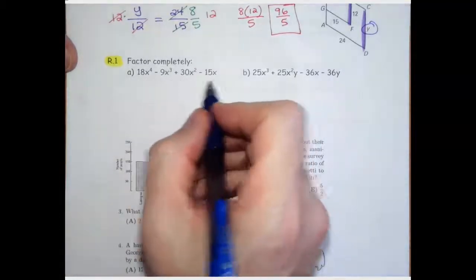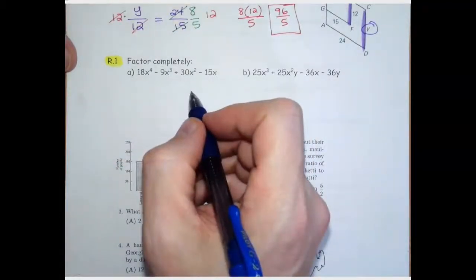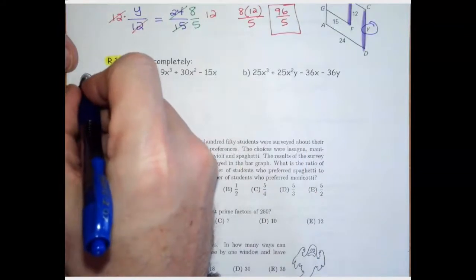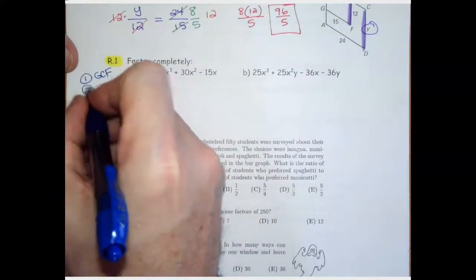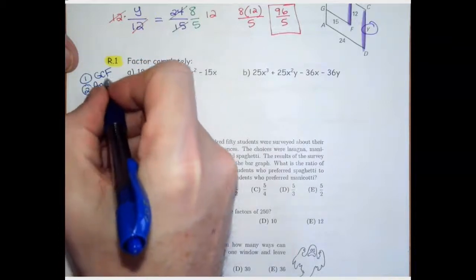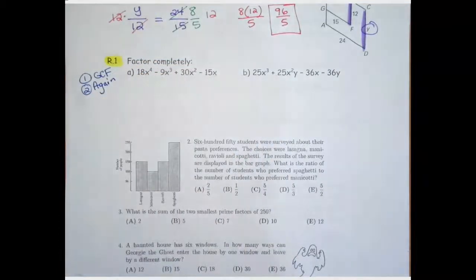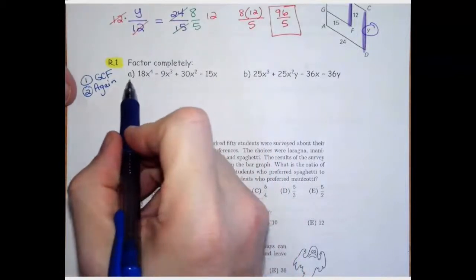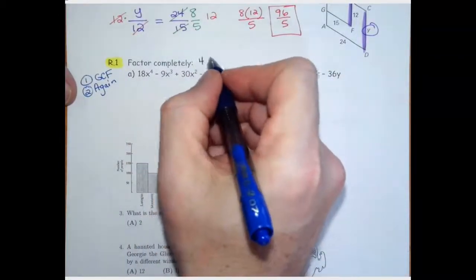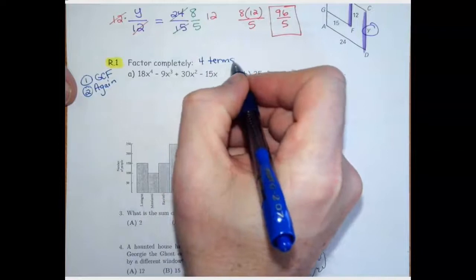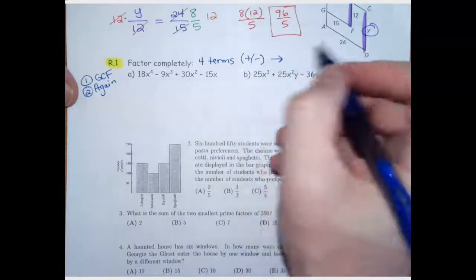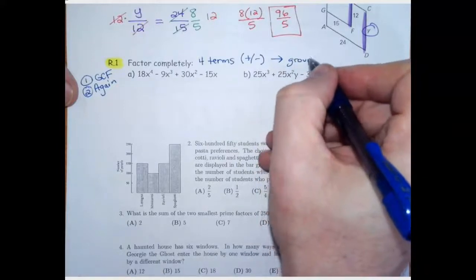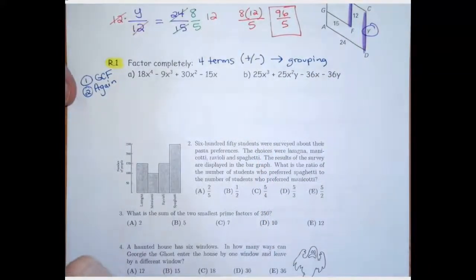Okay, so when we factor, there's two things we want to ask. Number one, is there a GCF, a greatest common factor? And number two, can we factor again? So those are the two things we want to keep in mind when we factor. Now, if there are four terms separated by pluses and minuses, then normally that's going to be factored by grouping. So that's something we want to keep in mind.